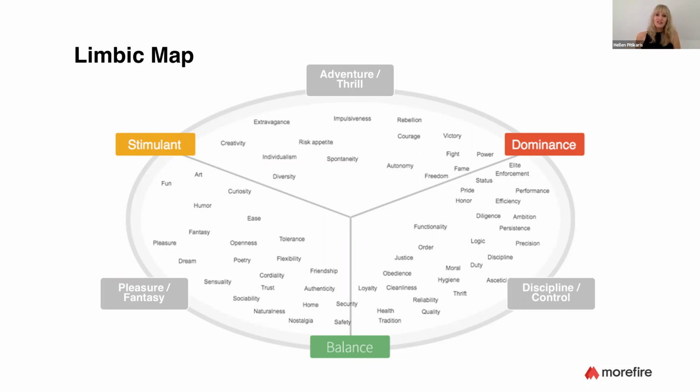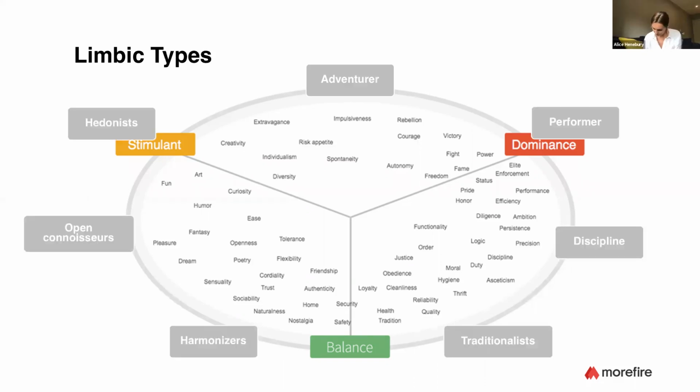As I already mentioned, the keywords assigned to each of these emotion systems characterize the system and show the corresponding preferences, wishes, and motives. And here we can see the so-called Limbic types. This is a typification of people who are located in the corresponding areas. And we can, again, use these to classify our target groups. I will shortly explain the 7 types. So let's start with the harmonizers. They are on the bottom left.